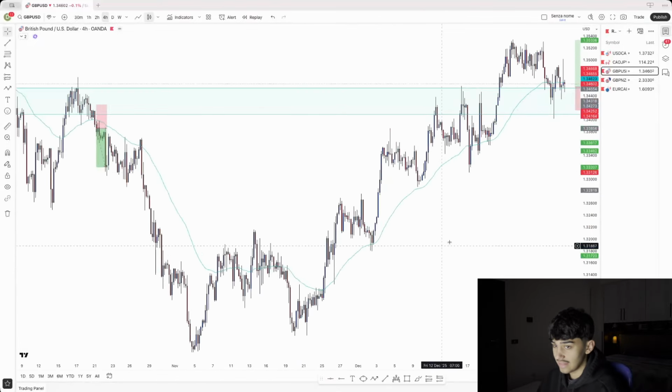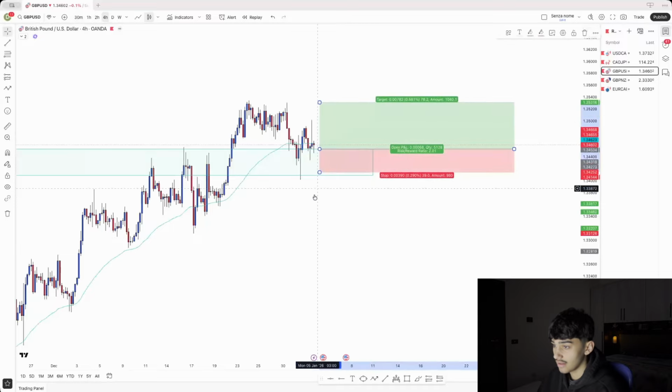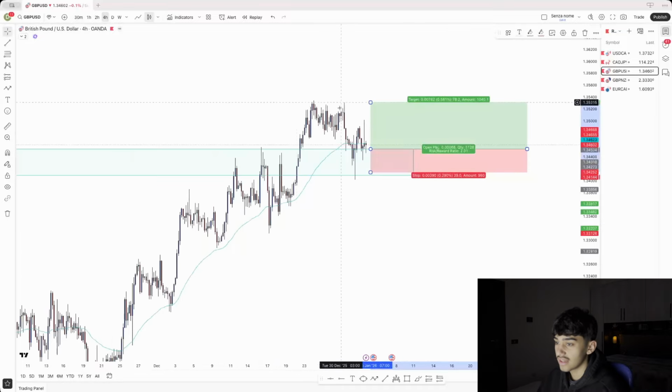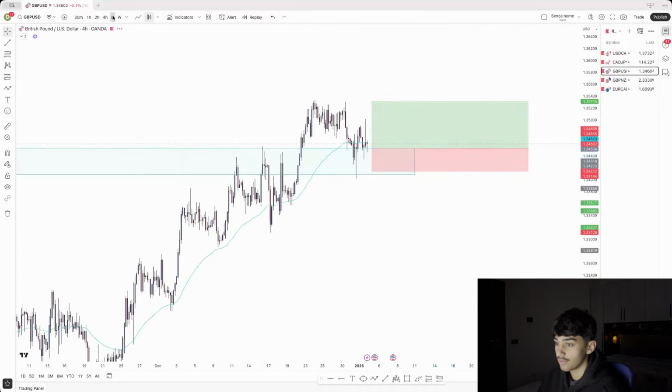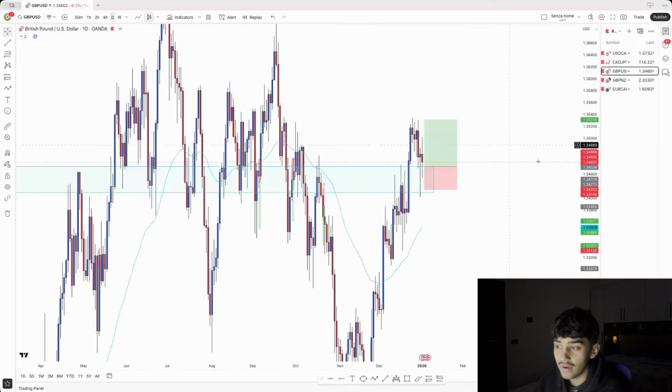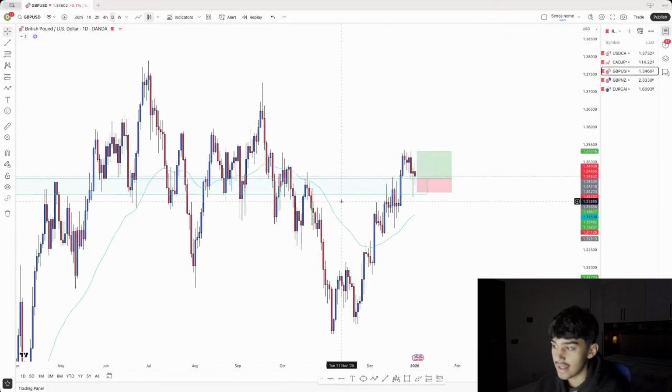It's not the best trade ever because it doesn't look as clean. It looks kind of choppy on the 4 hour time frame. So yeah, we will see on this one what I will do the next week.